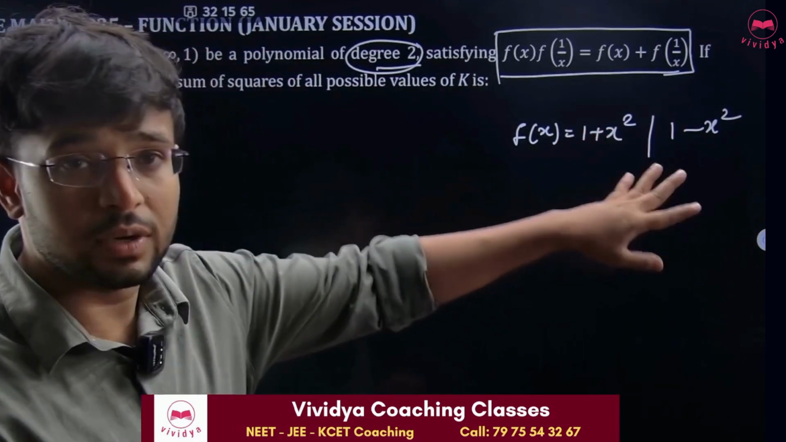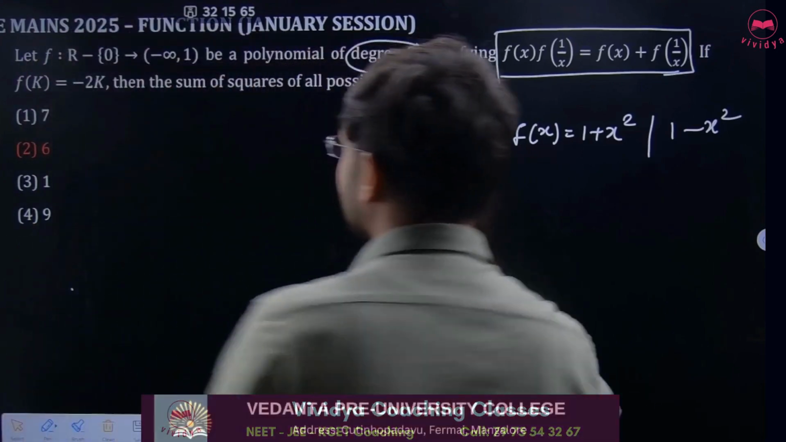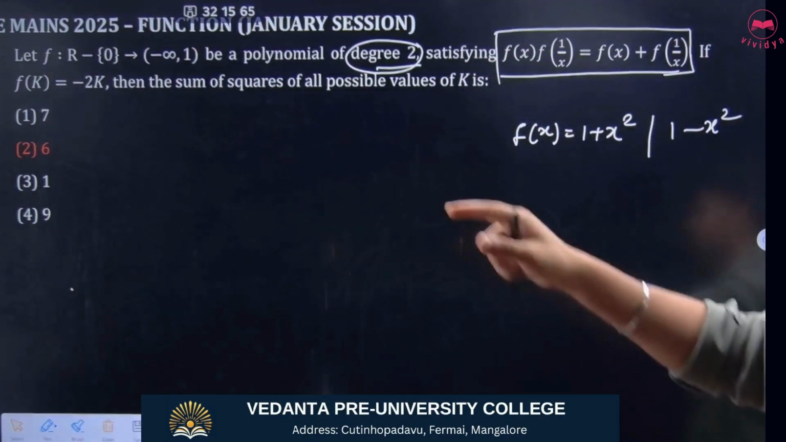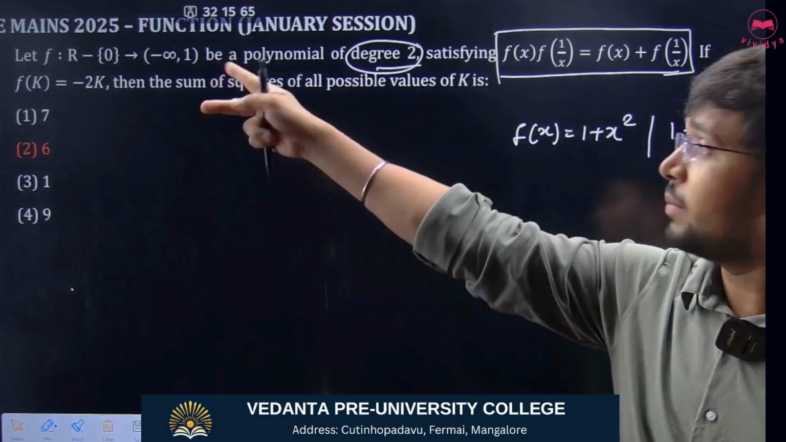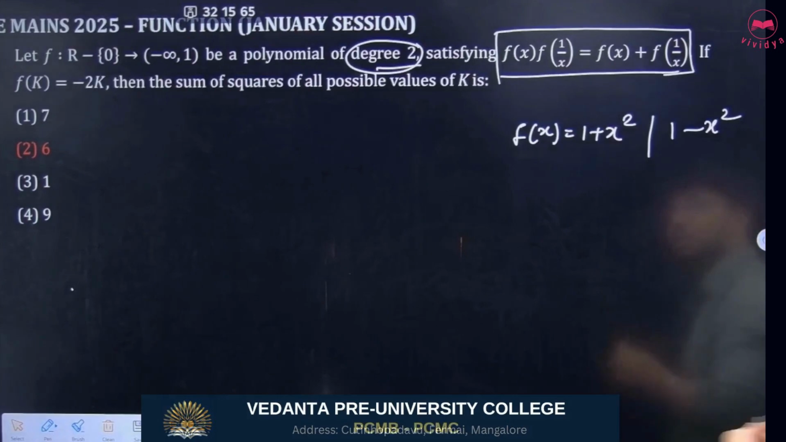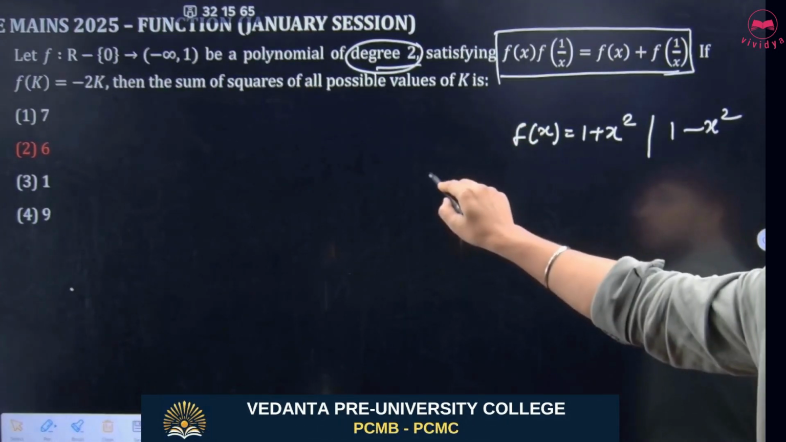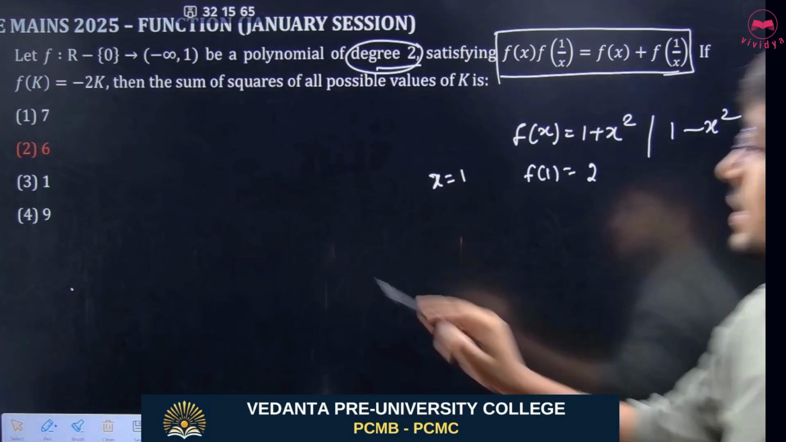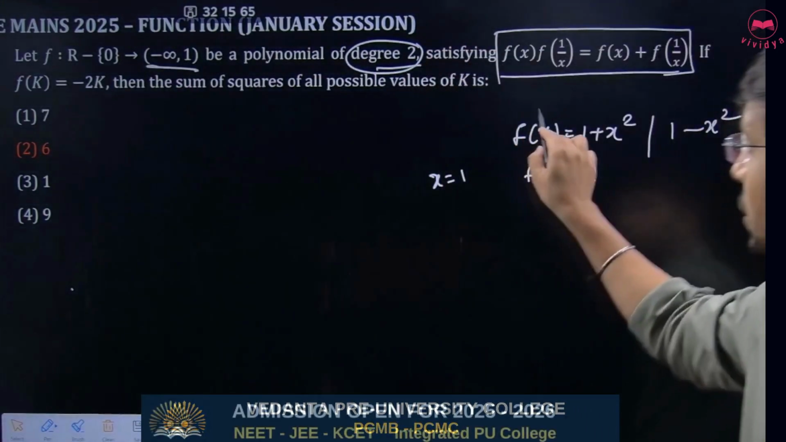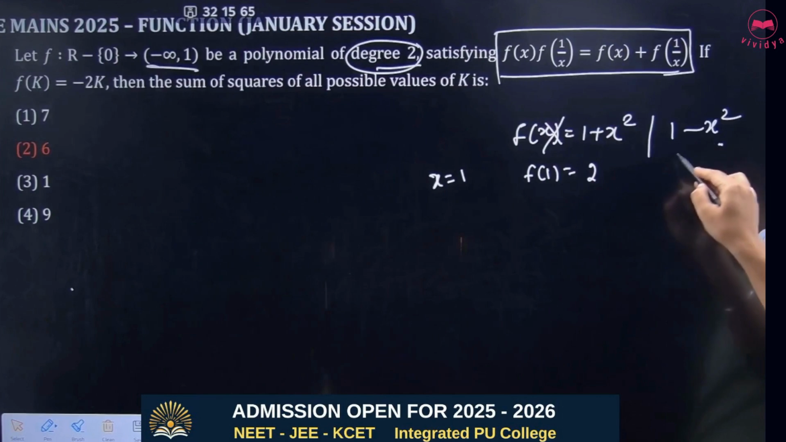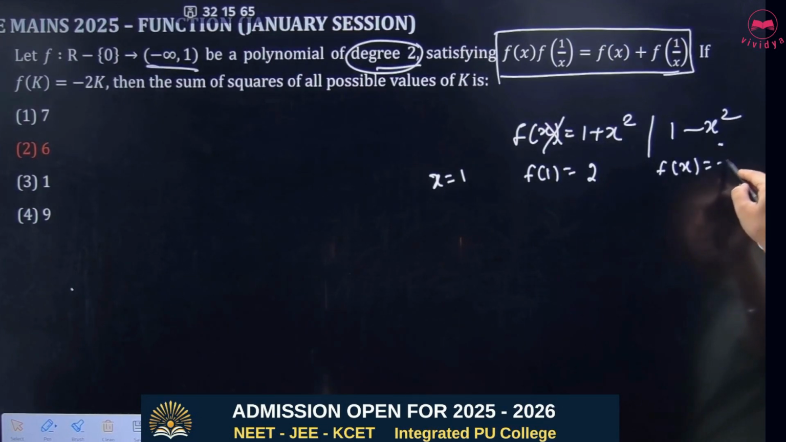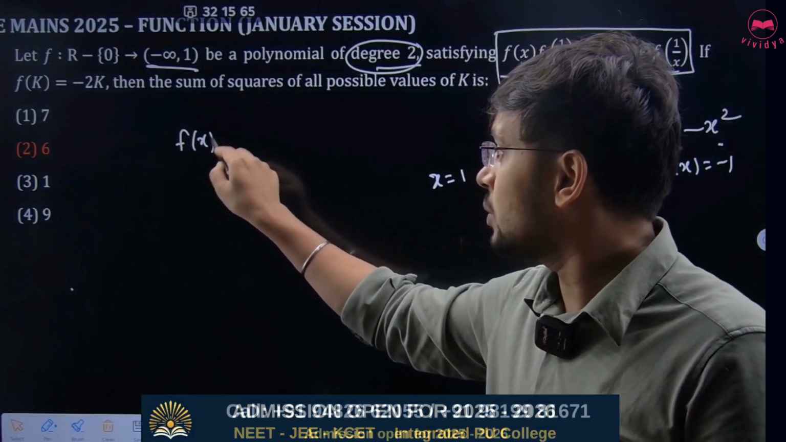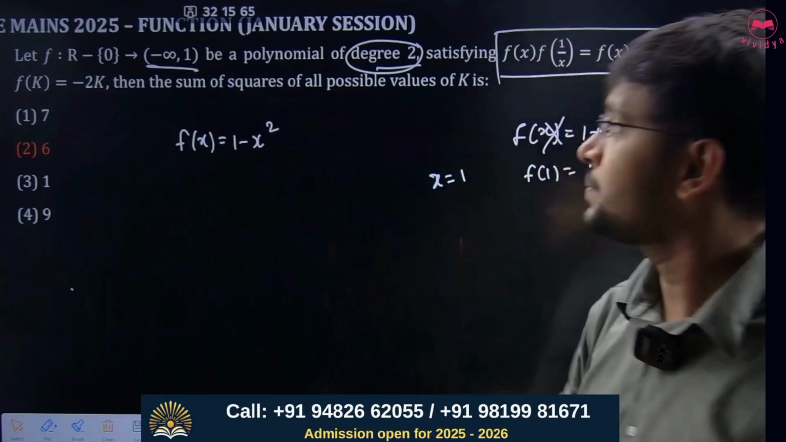Now, which one is the function? First we select this. Here it is given for this domain, this should be the codomain. Now, you just cross-check: take any value from the domain and put it in. If I put x equal to 1, f of 1 will become 2, which is clearly not in the codomain, so I cannot take this function. But here, if you put x equal to 1, f of x will be minus 1, and this is clearly in the codomain. So my function is f of x equal to 1 minus x square.